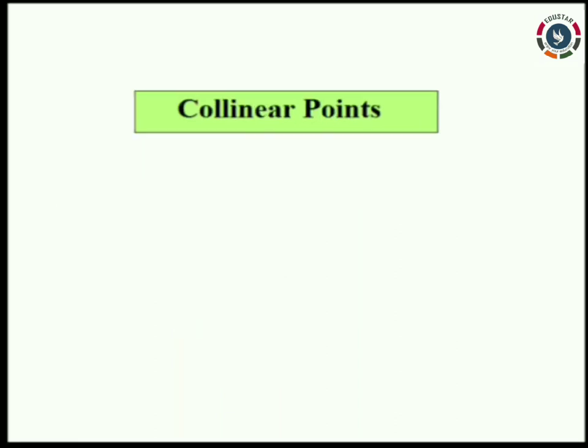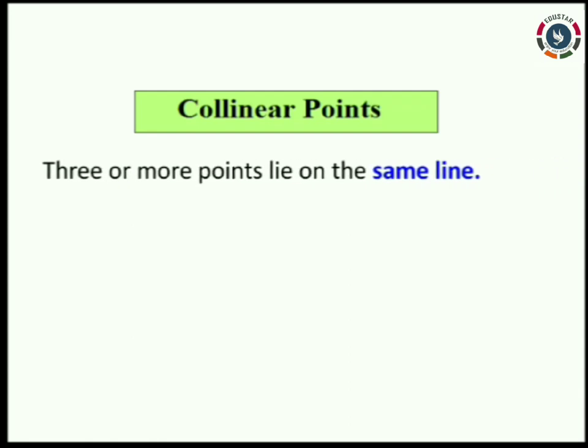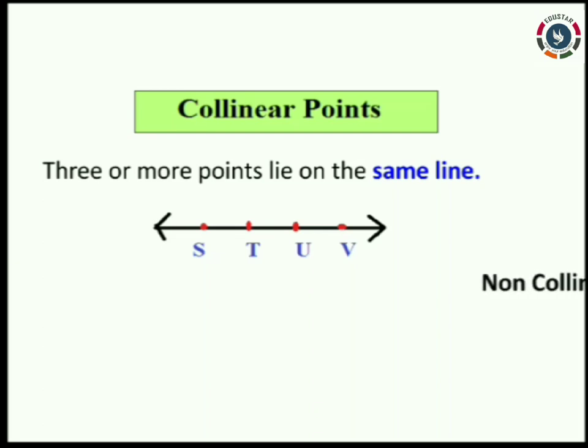Next topic is collinear points. If three or more points lie on the same line, then the points are called collinear points. See this example. Here you are having one line. It has 4 points, right? Point S, point T, point U and point V. These four points lie on the same line, right? So these 4 points are called collinear points.